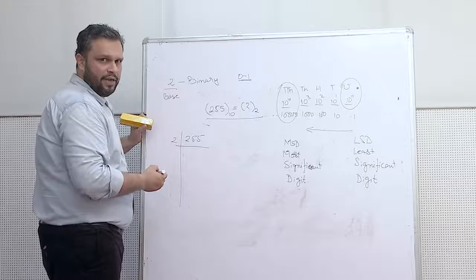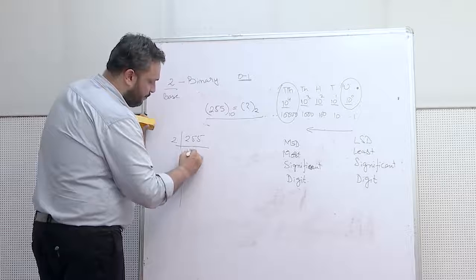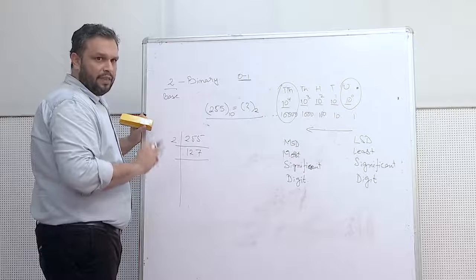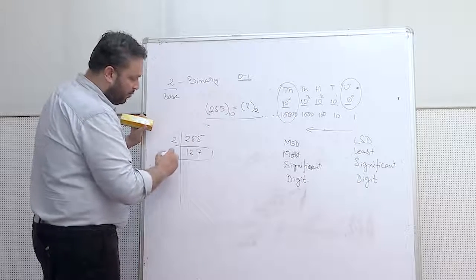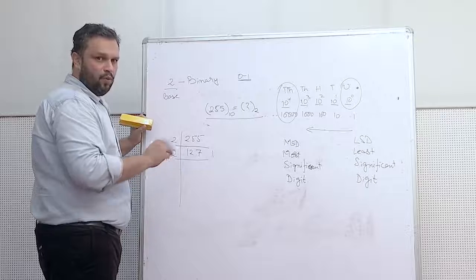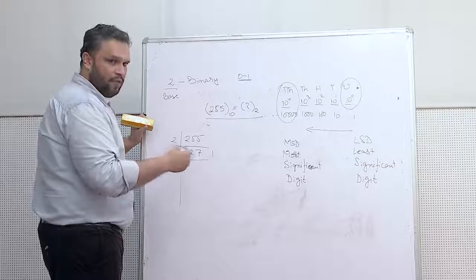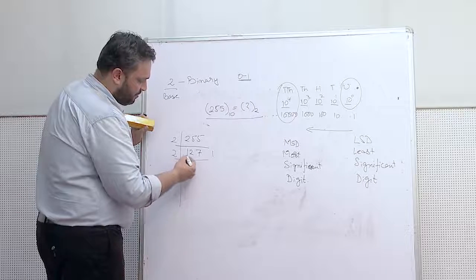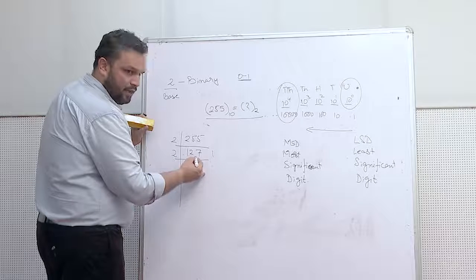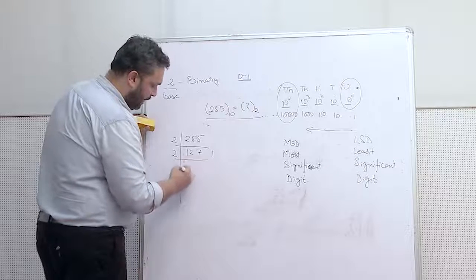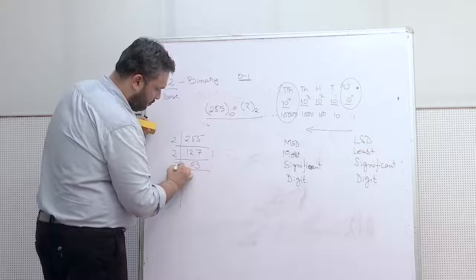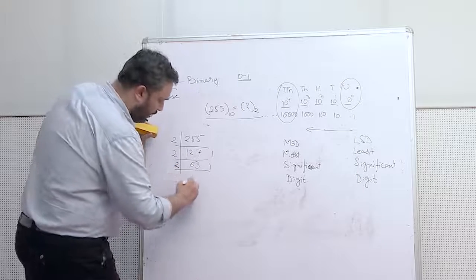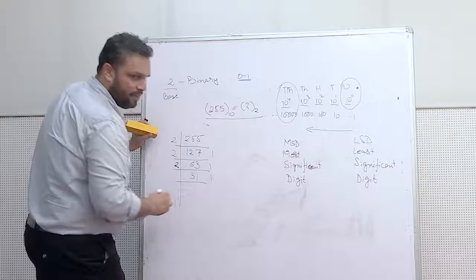So when 255 is divided by 2, the answer is 127. The quotient is 127, and because 2 does not divide 255 evenly, there is a remainder which is 1. So we are again going to divide 127, the new quotient, by 2, and we are going to continue the process until we get a 0 in the quotient. So let's carry out this process. 127 divided by 2 gives 63, and the remainder is 1. We again divide this value by 2 and we get 31, and the remainder is 1.